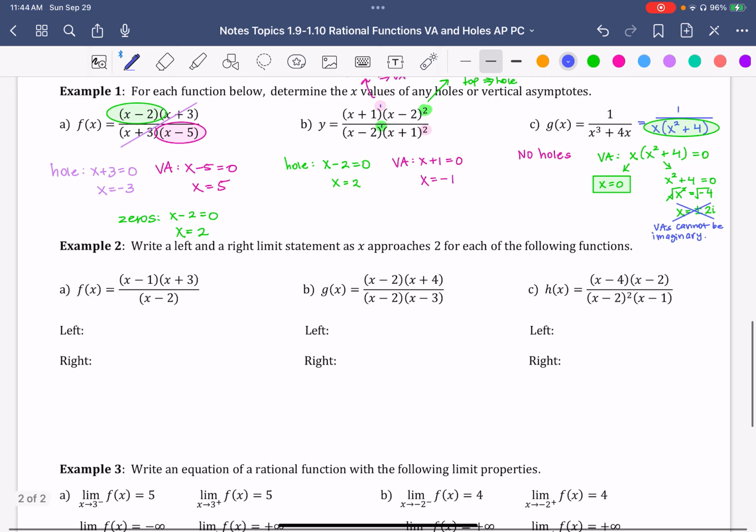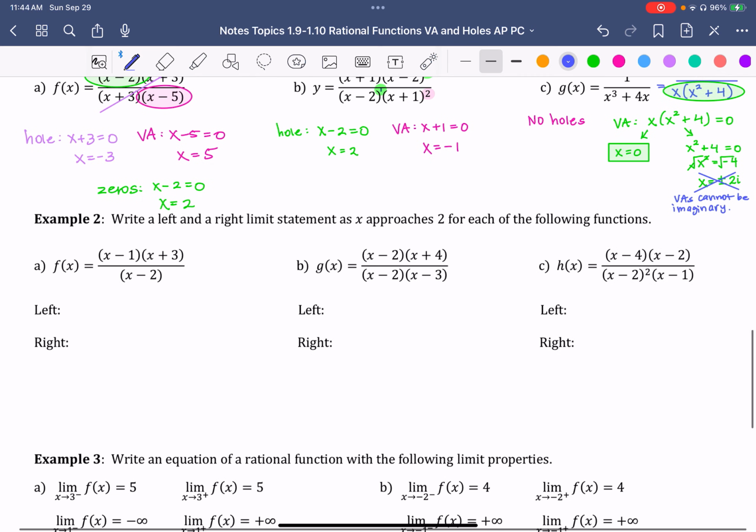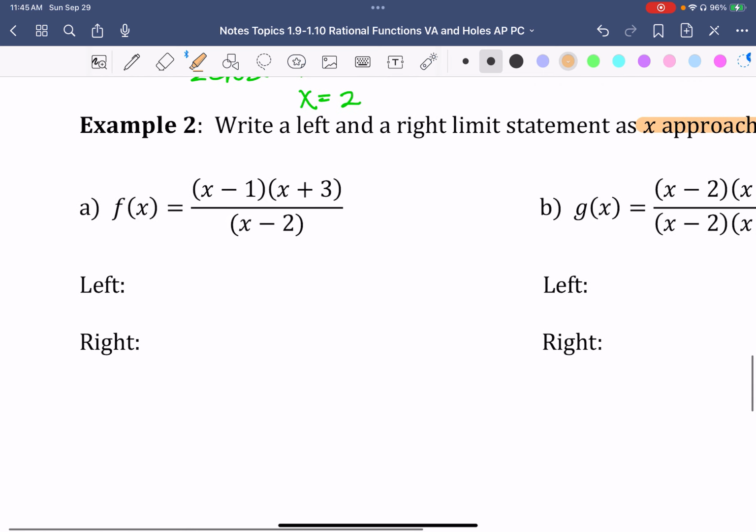Okay, let's go to the next one. Write a left and right limit statement as x approaches 2 for each of the following functions. Now you're going to want to pay special attention to this part here, as x approaches 2. That's going to tell you exactly what number you need to be looking at. Okay, let's start with A.